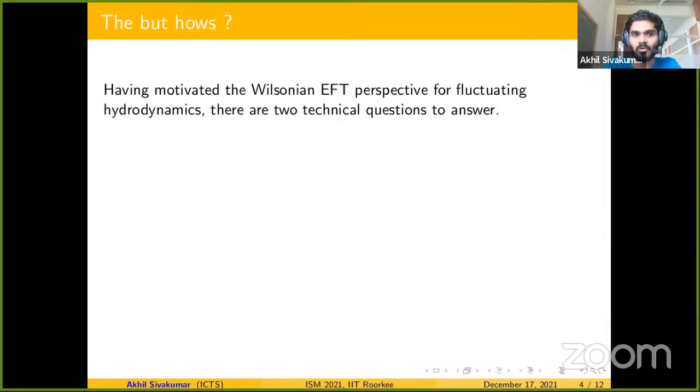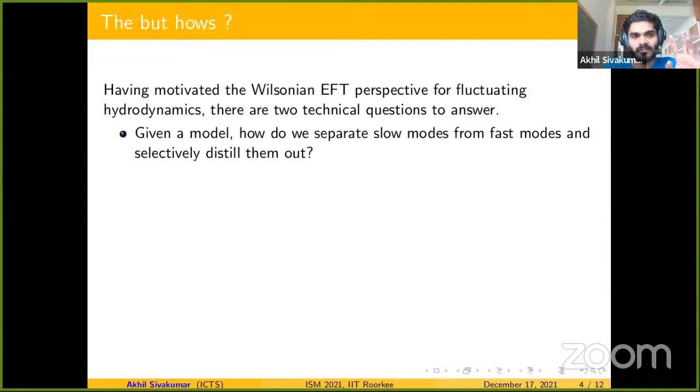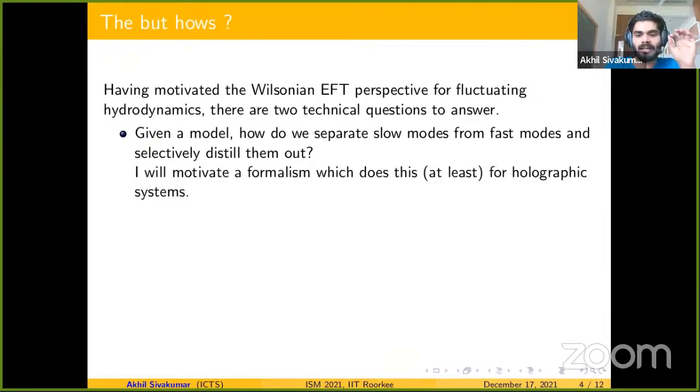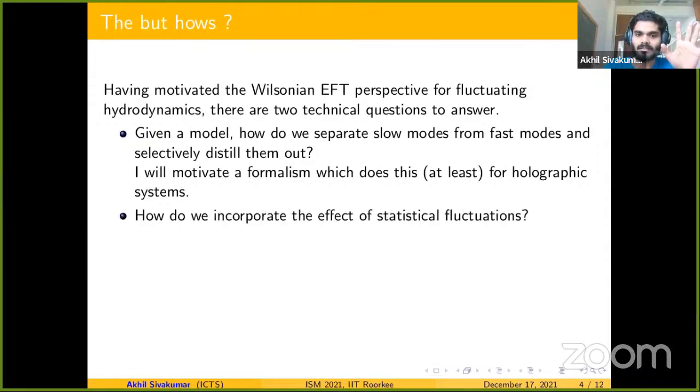Having motivated the Wilsonian EFT perspective for fluctuating hydrodynamics, there are two technical questions to answer. First, given a model, how do we separate out slow modes from fast modes and selectively distill them out? This talk is mostly about that. I'll motivate a formalism which does this, at least for holographic systems. And the second question is, how do we incorporate the effect of statistical fluctuations?